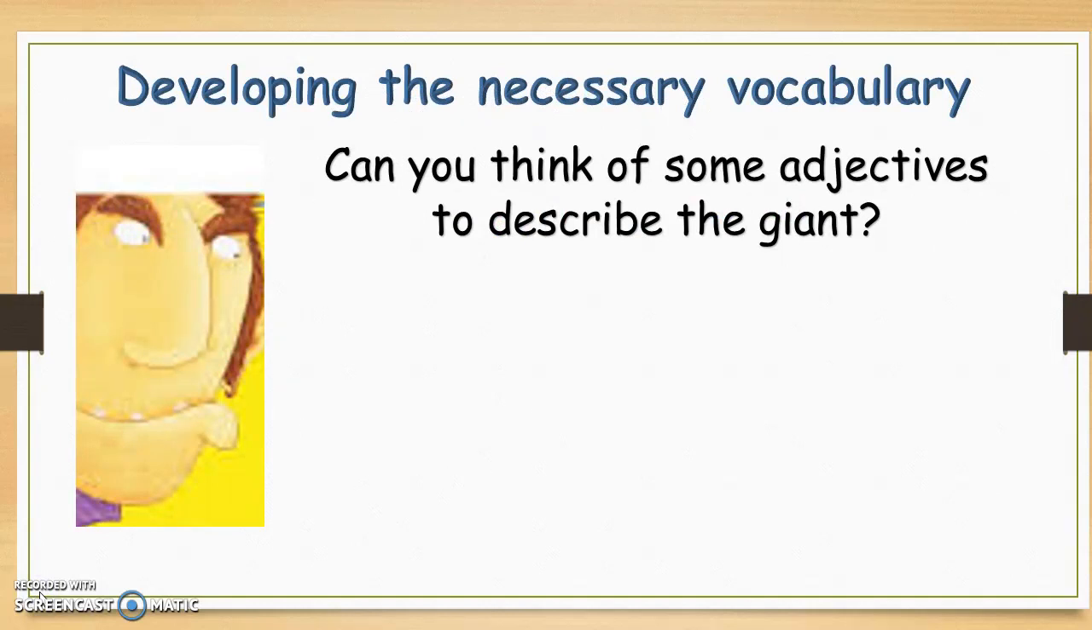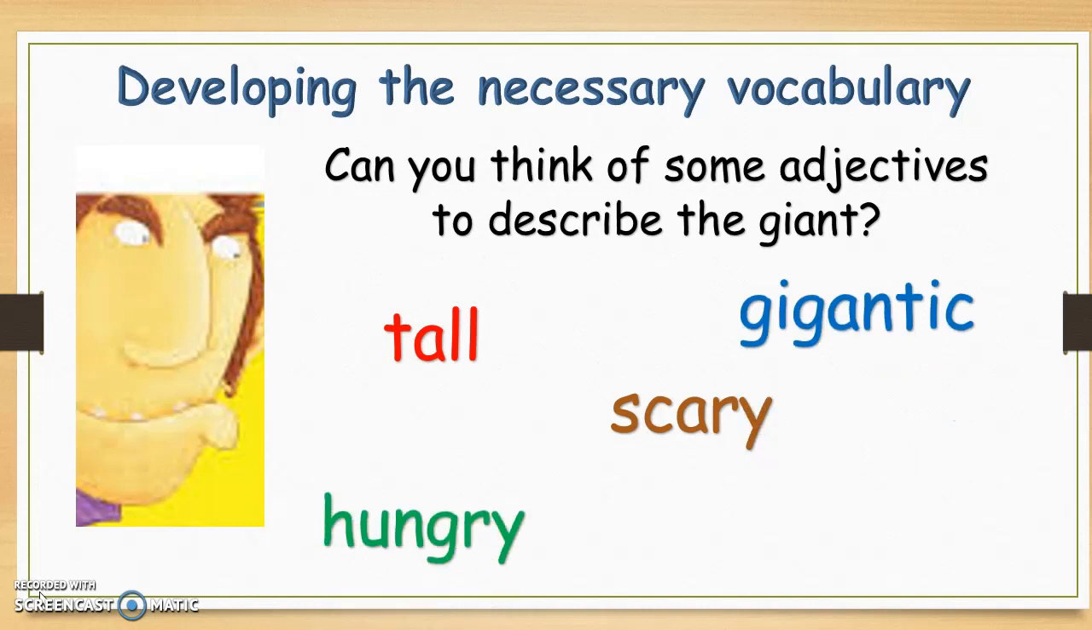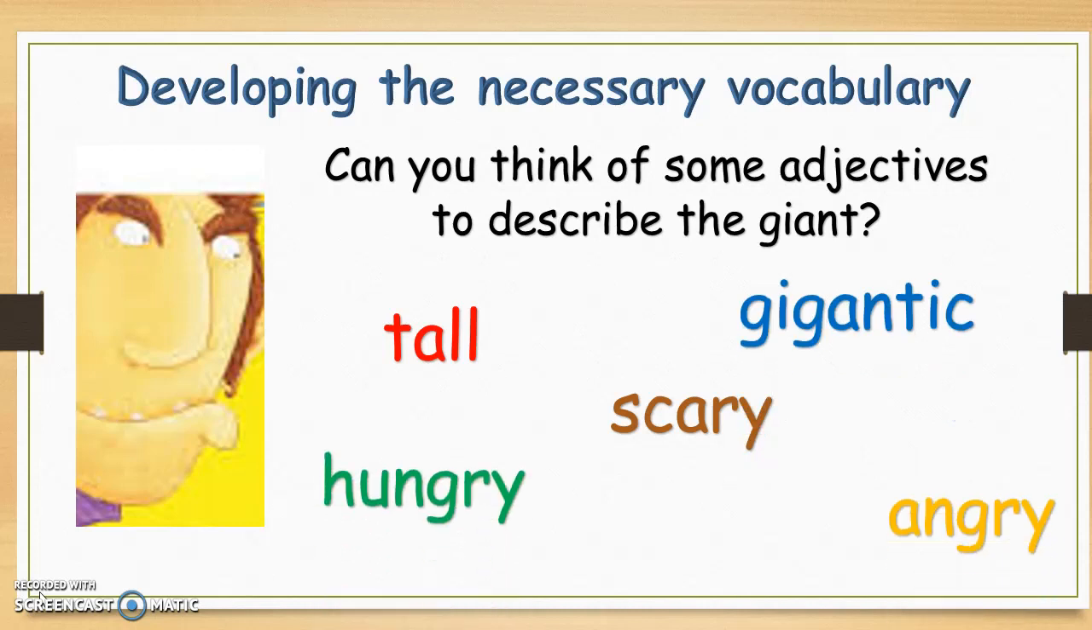We will also be developing the necessary vocabulary for retelling the story. We will be working on creating a list of adjectives for the characters and settings in the story. Can you think of some adjectives to describe the giant? Go and get a pencil and a piece of paper and see if you can write down some adjectives to describe the giant. Let me share with you some of the adjectives I've used to describe the giant. Tall, scary, gigantic, hungry, and angry.